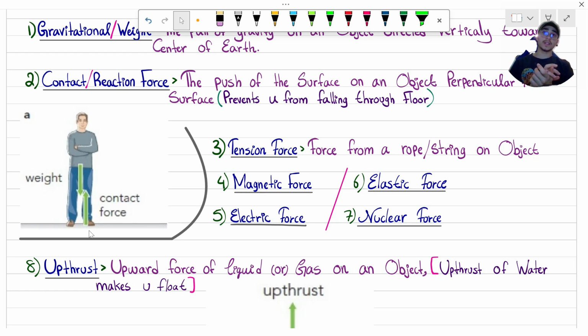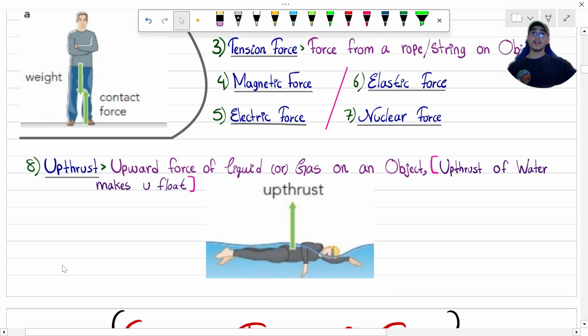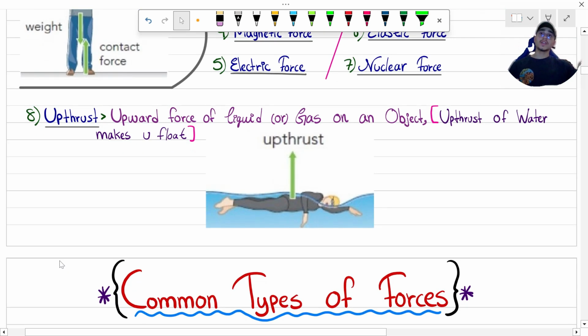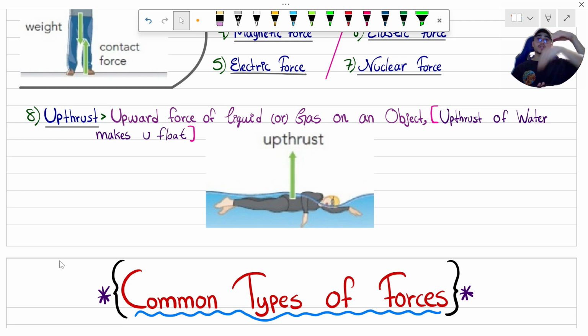Other types of forces are magnetic force, electric force, elastic force, and nuclear force. Upthrust. This is the upward force of a liquid or gas on an object. This is like the contact force, but in fluids. Because contact force is usually for solids, like for example, when you're standing on the floor, weight pushes down, contact force pushes you up, it keeps you balanced.